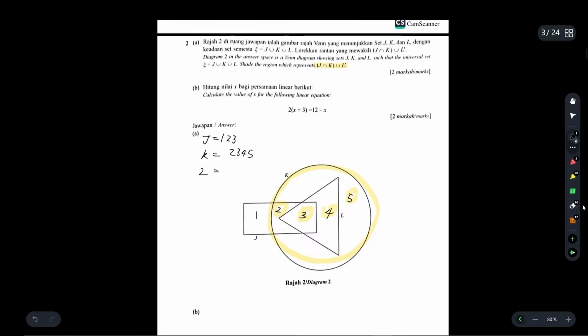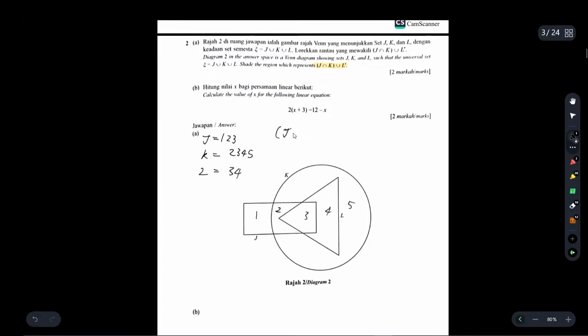And for L, let me erase this first. For L, it's a triangle. Oh, I accidentally erased those numbers, sorry for that. So for L, it's a triangle. And what numbers are included in this triangle? Yep, 3 and 4.